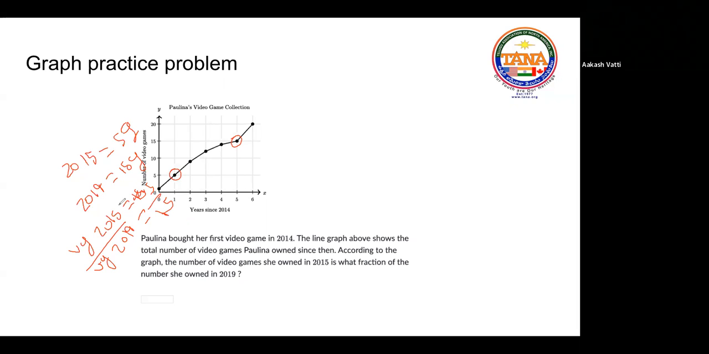It's like the average line of best fit, really. So that's 5 over 15, which is 1 over 3, and that is our answer. Actually, I said that wrong. You want the number of games in 2015 in relation to the number of games in 2019. So you have 5 games in 2015 over 15 games in 2019, so it's just 1/3.